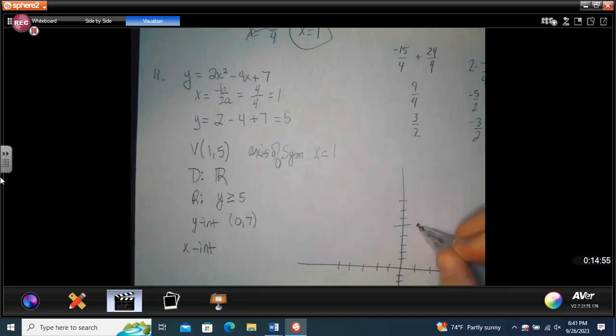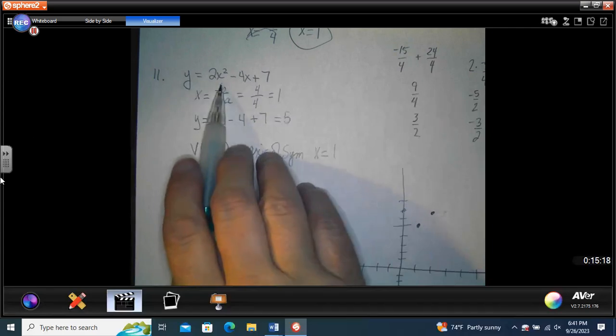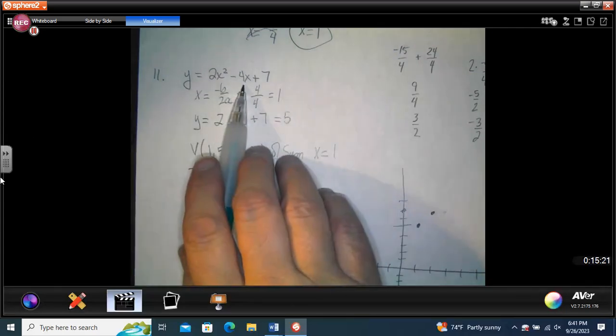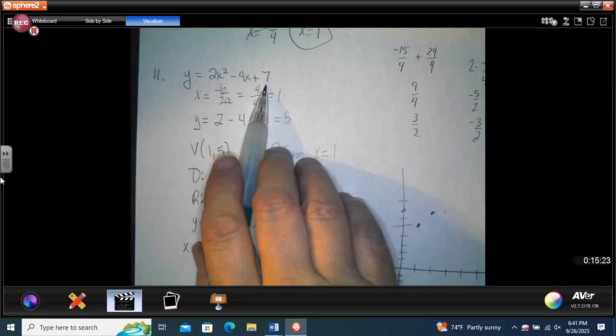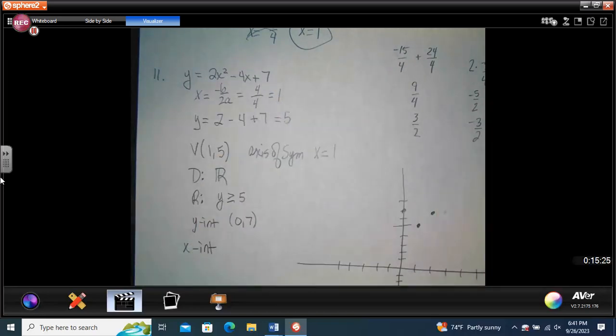So anyway, (1, 5) is here. And then (0, 7) is here. Using my axis of symmetry, I would have a point over here at (3, 7). Nope, I'm sorry, (2, 7). And I don't think I'm going to get 5 points plotted here, because if I plug in 3, I'm going to get 18 minus 12 is 6, plus 7 would be 13. And obviously I didn't go up to 13, so 3 points will have to do it.